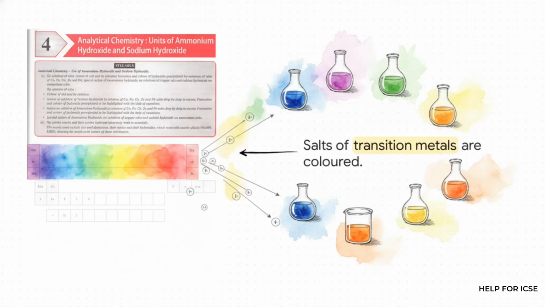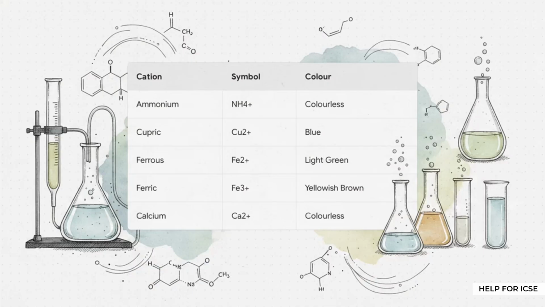Our very first set of clues? Color. Before we even add a single drop of a chemical reagent, the natural color of a salt solution tells us a huge story. The salts of representative elements, groups 1, 2, and 13 to 17, usually give us perfectly colorless ions. But transition metals, those elements right in the middle from groups 3 to 12, they give us beautifully distinct, vibrant colors. Think about how identifying a specific color instantly narrows down our suspect list.